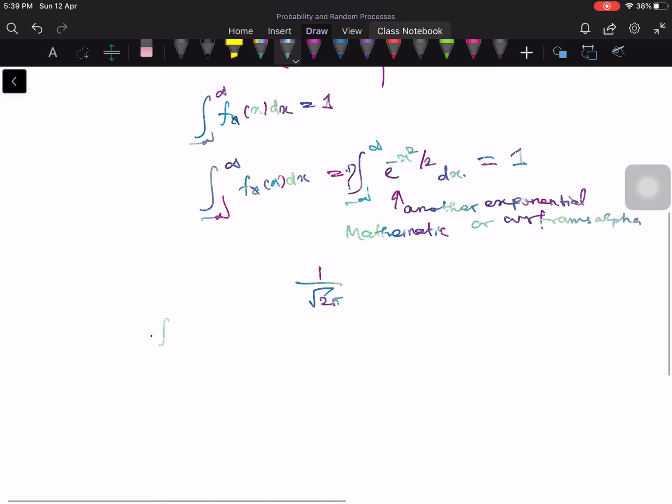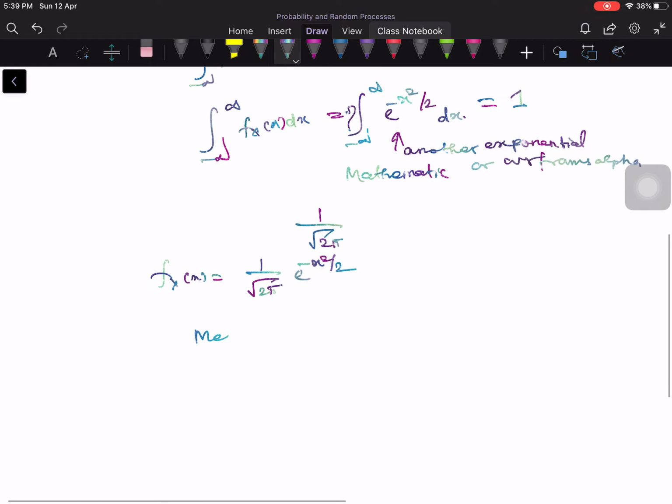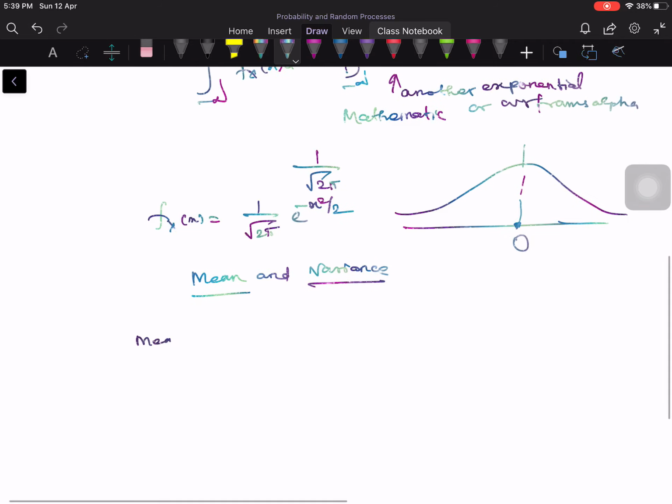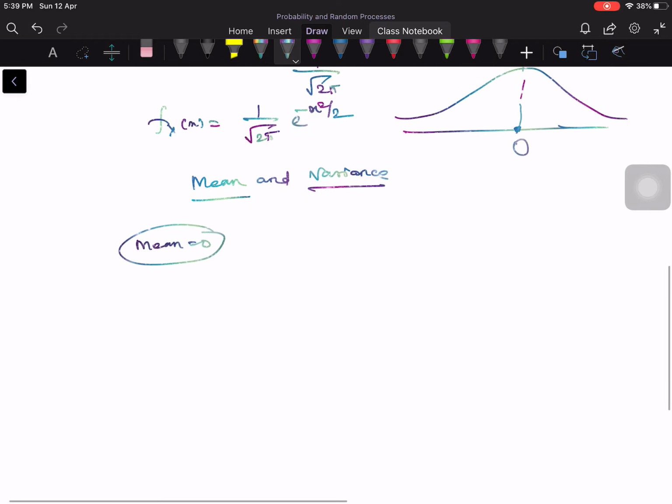Therefore your density function is f sub x of x equal to 1 over square root 2 pi e to the minus x squared over 2. For the standard normal, we need to find out the mean and variance. How do you find the mean? By looking at the curve, the center point, the center of gravity. Mean is actually the center of gravity. The center of gravity is 0, right? Therefore, straight away you can write mean equal to 0, by symmetry. So this is a shortcut.